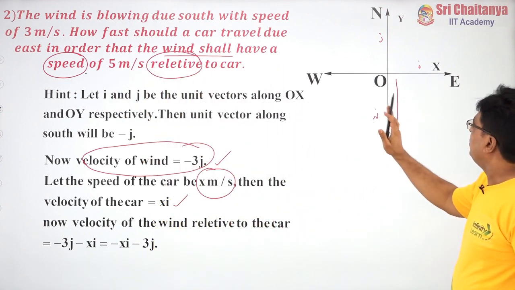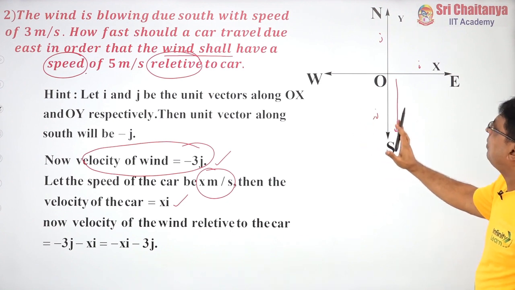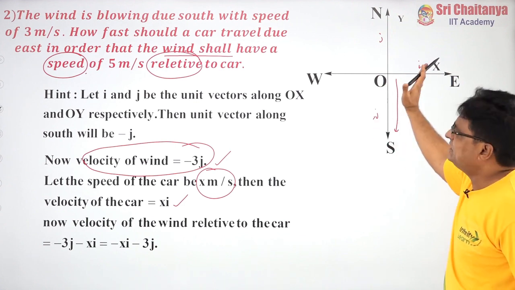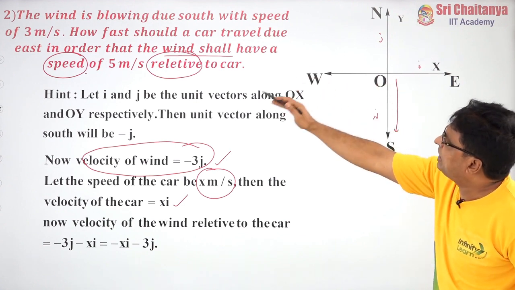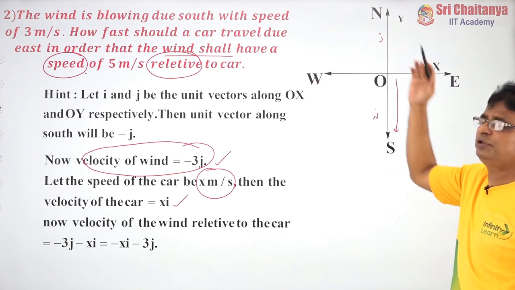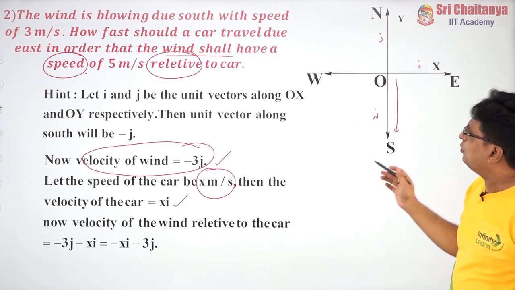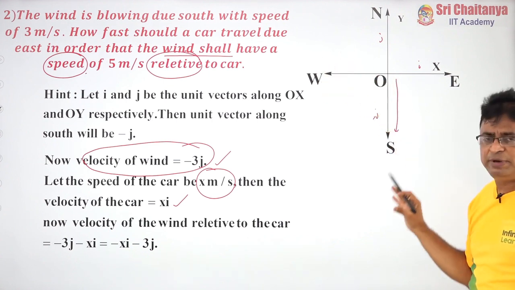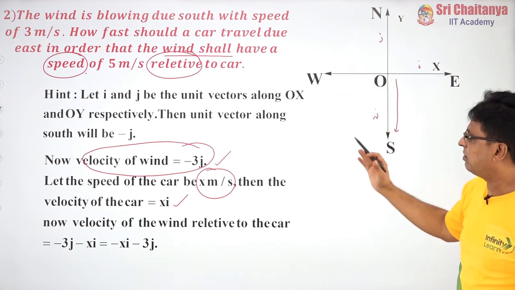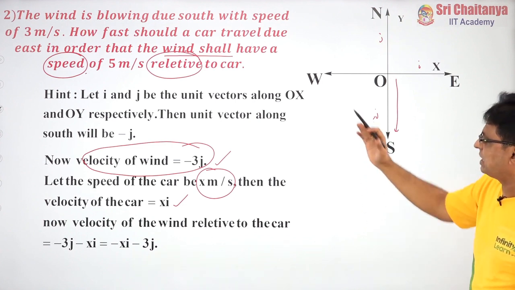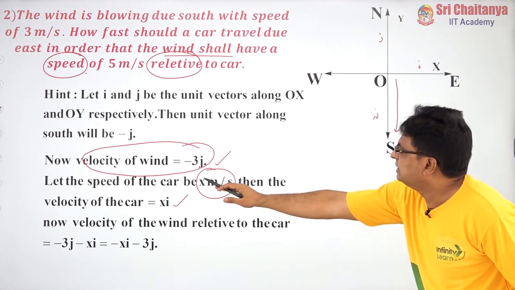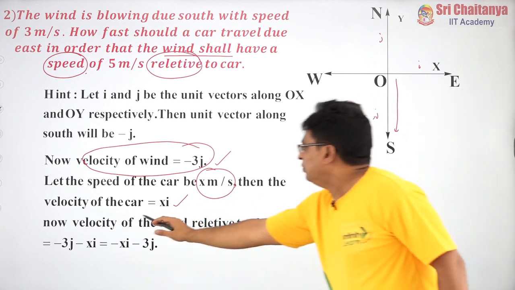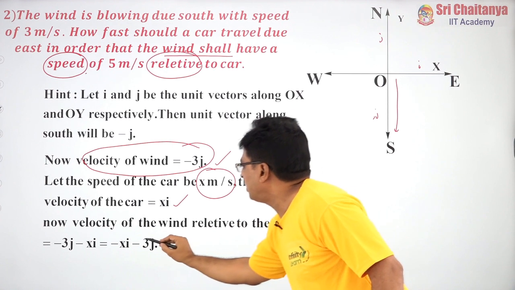So, we need to find how fast the car should travel due east in order for the wind to have a speed of 5 meters per second relative to the car. That means to get the speed of the wind relative to the car as 5 meters per second, how fast the velocity of the car would be, that they are asking. So, let the speed of the car be like this, therefore the velocity of the car is like this, and now the velocity of the wind relative to the car is this one.